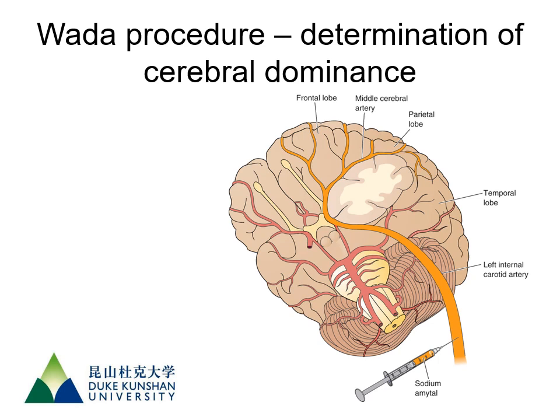So what is the WADA procedure? Well, there is something called the internal carotid artery, and this internal carotid artery supplies the blood to pretty much the entire hemisphere. Okay, so there is one internal carotid on the left and one on the right, and each one supplies the blood to the ipsilateral side of the brain.